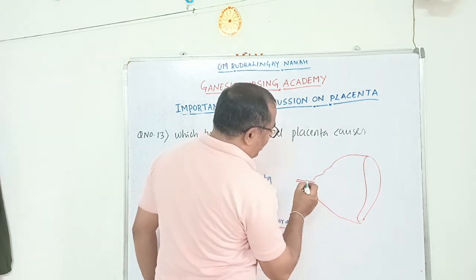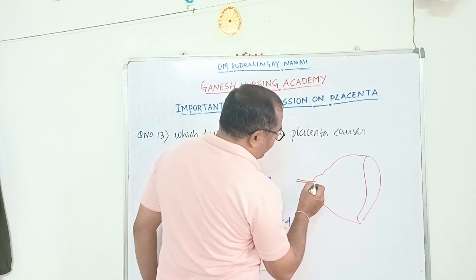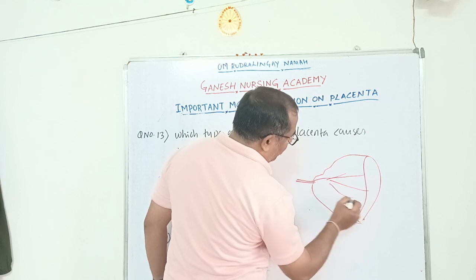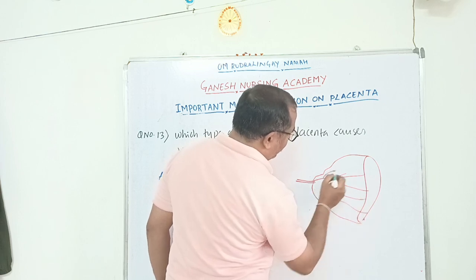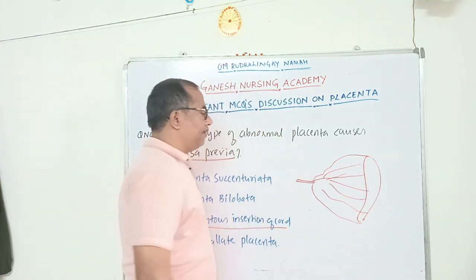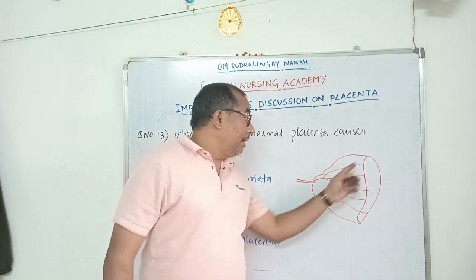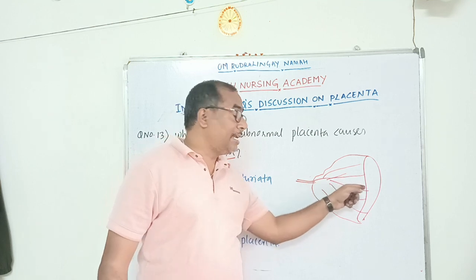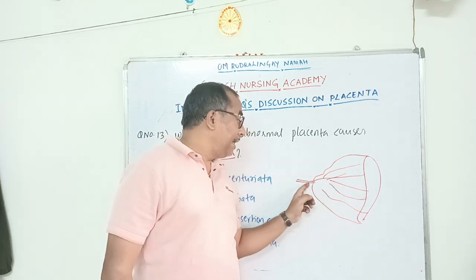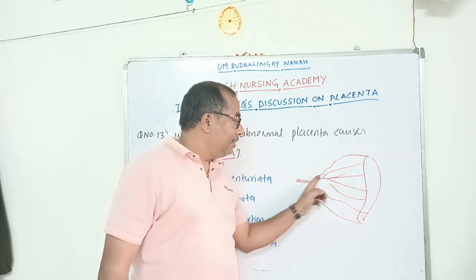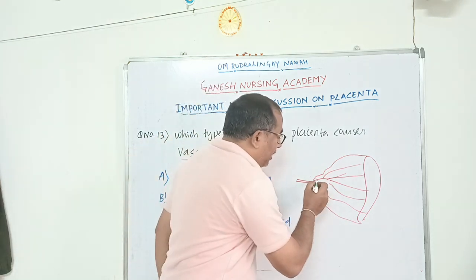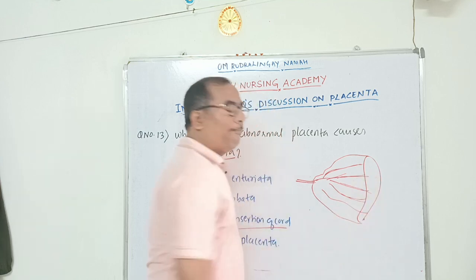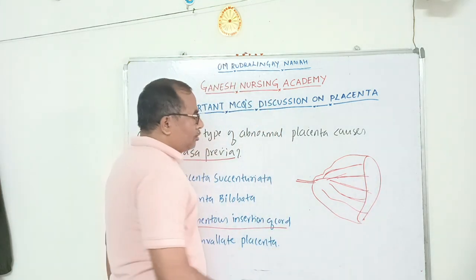The umbilical cord is attached to the fetal membrane. Then the branches of the umbilical cord are attached to the placenta. So in velamentous insertion of placenta, the umbilicus is not directly attached to the placenta. Instead, it is attached to the fetal membrane. Then the umbilical cord branches go and attach to the placenta. So because of this, what happens here?